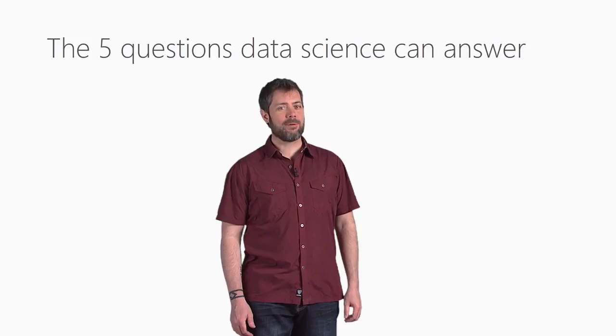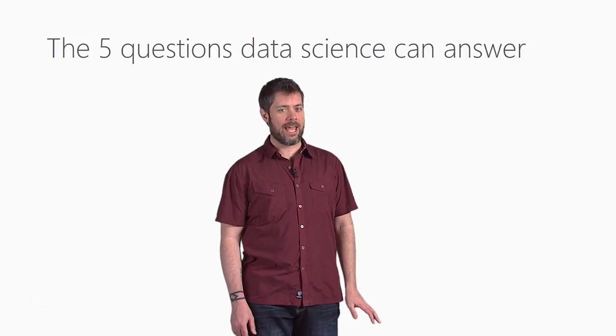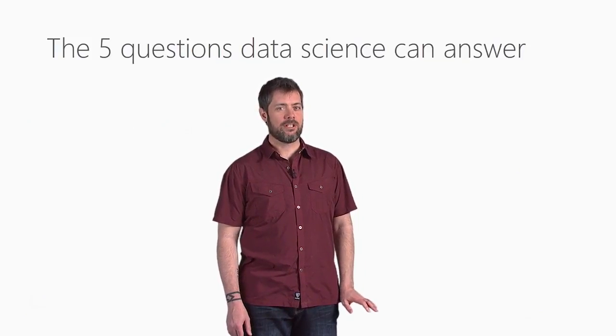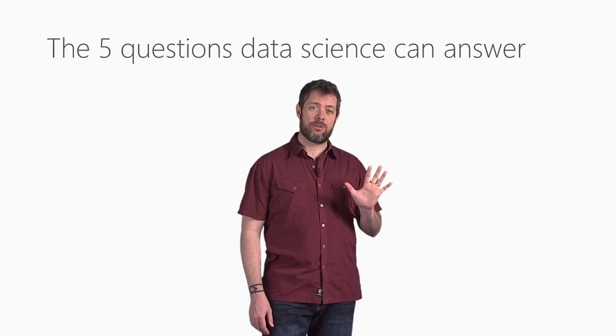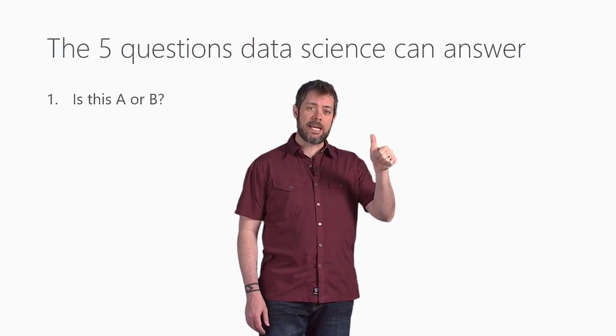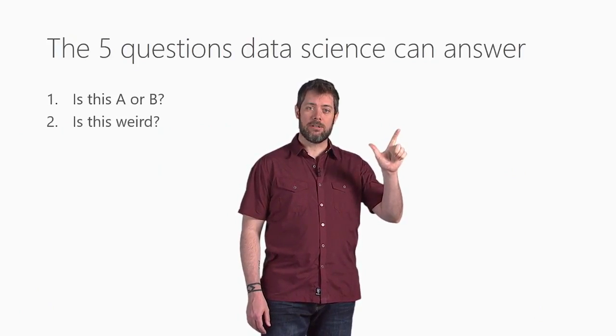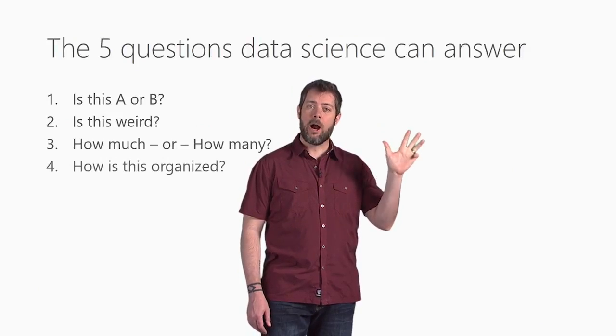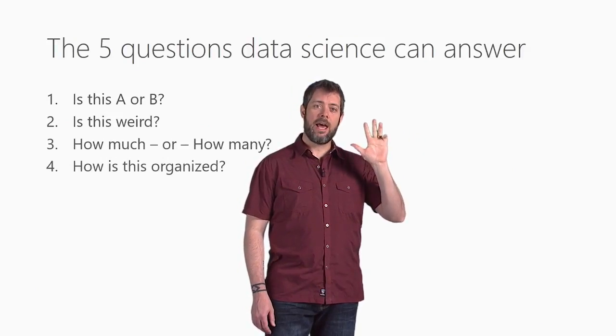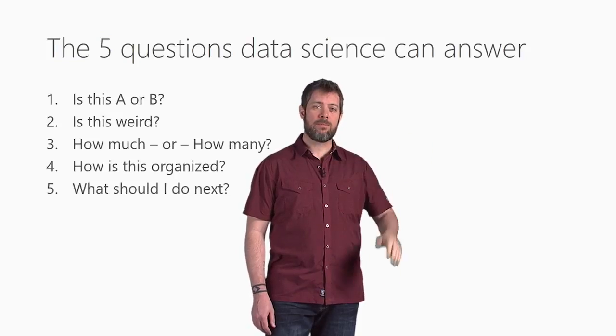Data science uses numbers and names, which are also called categories or labels, to predict answers to questions. And it might surprise you, but there are really only 5 questions that data science answers. Is this A or B? Is this thing weird? How much or how many? How is this data organized? And what should I do next?